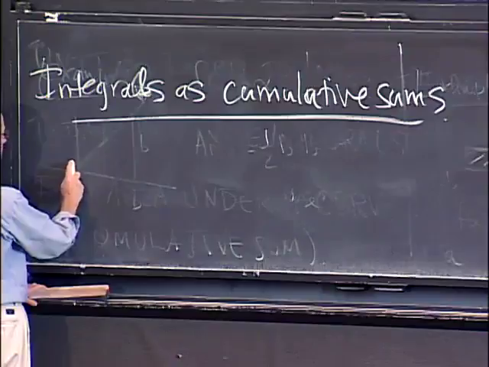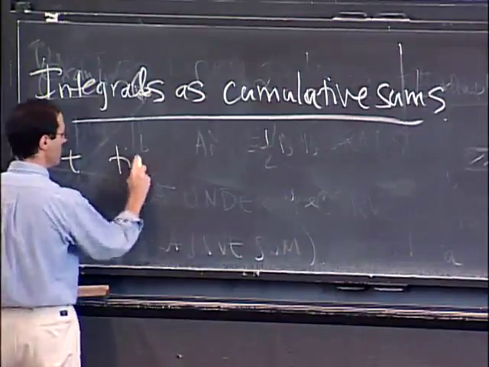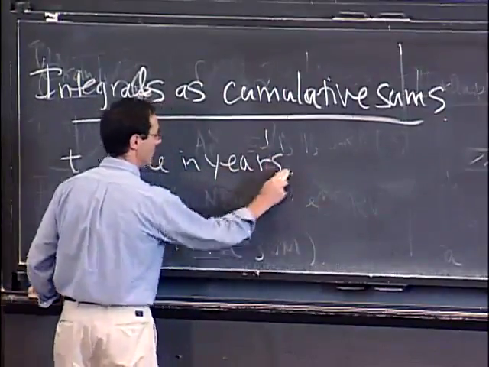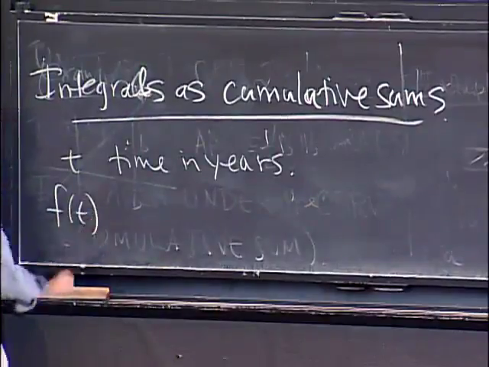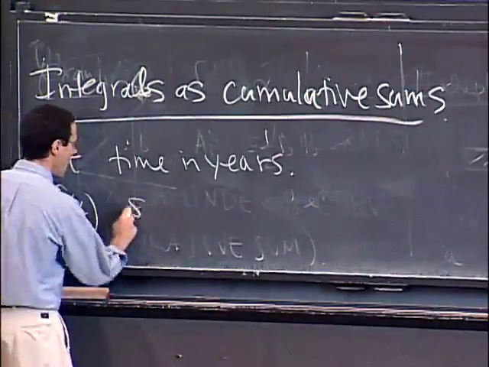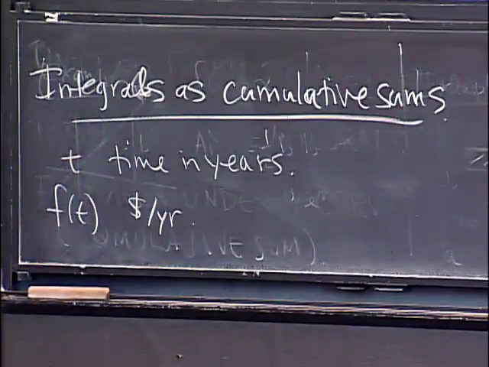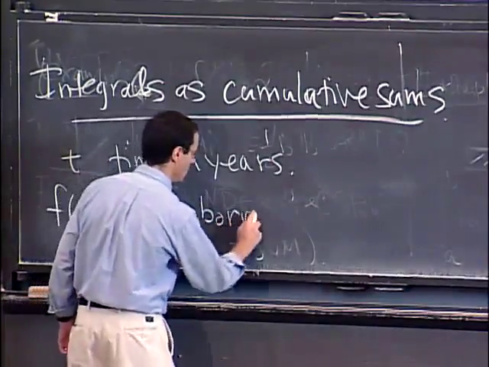We're going to consider a function f. We're going to consider a variable t, which is time in years, and we'll consider a function f of t, which is in dollars per year. All right, this is a financial example here. That's the unit here, dollars per year. And this is going to be a borrowing rate.